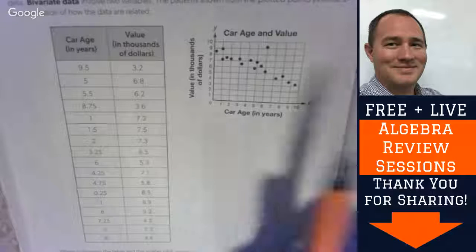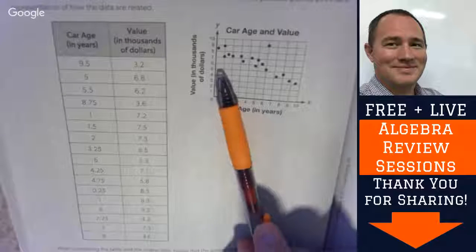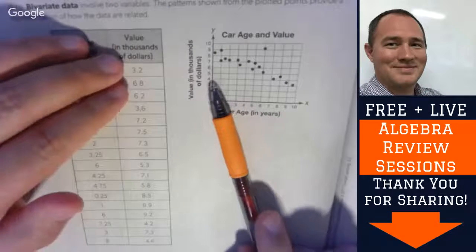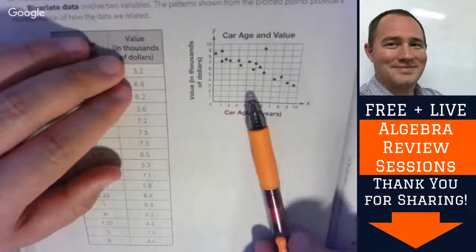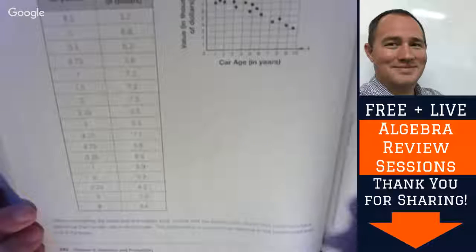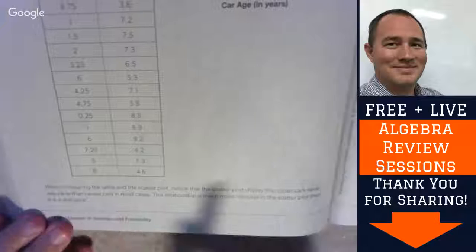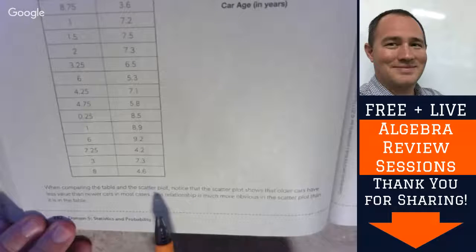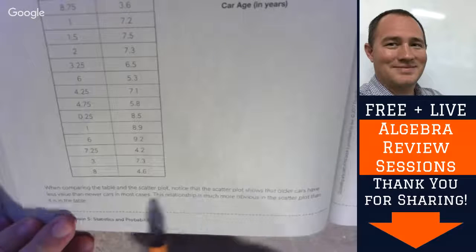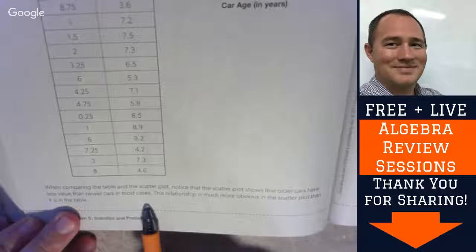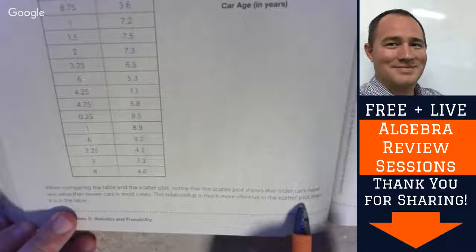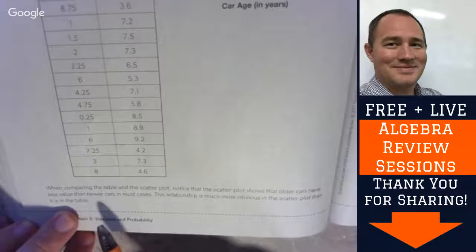So is there a pattern? Is there some kind of connection between how old a car is and how much it's valued, how much you could sell it for? So we're going to talk about some of the keywords associated with identifying that connection. Down here we can see, when comparing the table and the scatter plot, that the scatter plot shows that older cars have less value than newer cars in most cases. This relationship is much more obvious in the scatter plot than it is in the table.